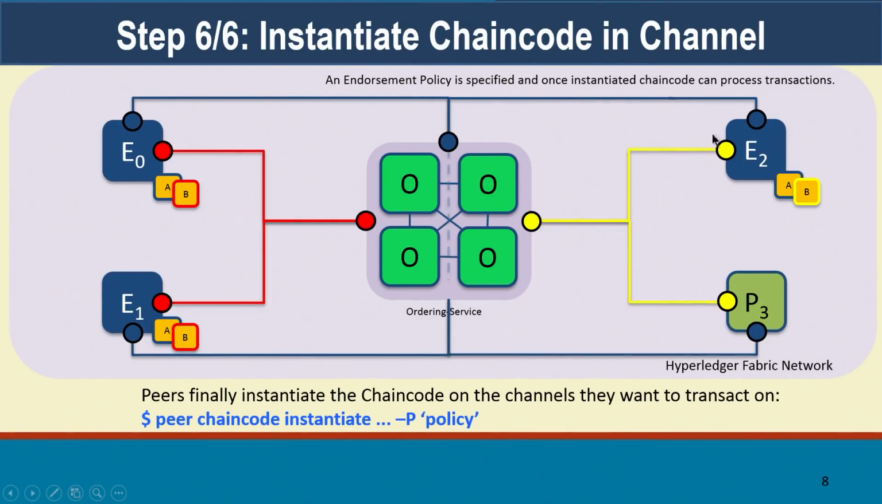With this, the whole network is set up, and now users can perform transactions on this network. On the red channel, users can invoke functions of chain code B. Same thing for the yellow channel, users can invoke functions of chain code B. On the blue channel, they can invoke functions of chain code A. That's how it's separated out.